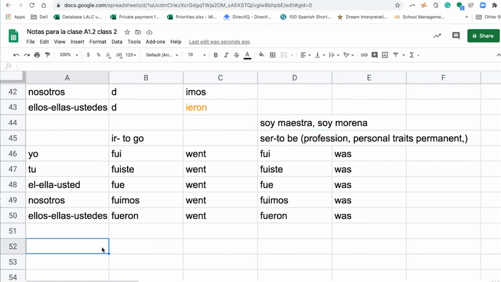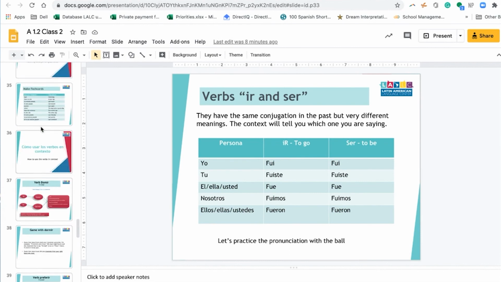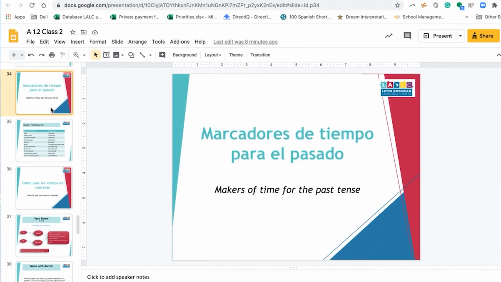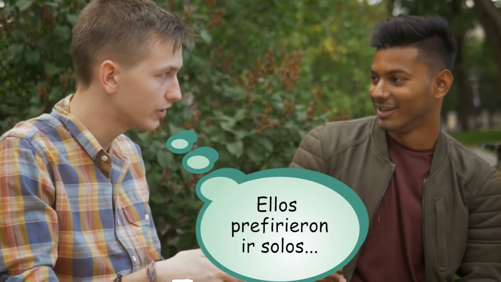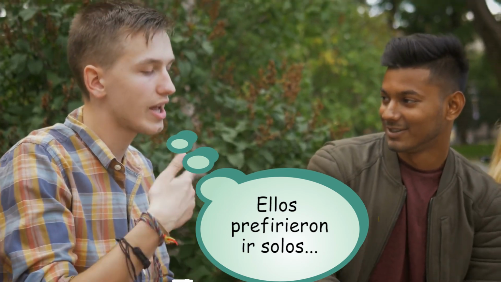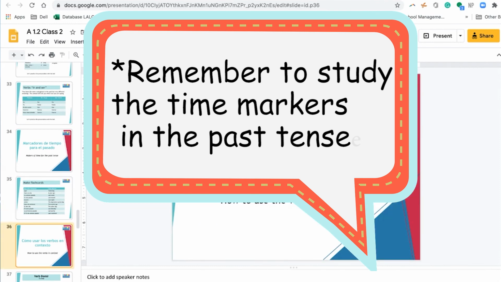Okay, that's it for now for the irregulars. Then for the next class or next video, we're going to see how to apply this in a conversation. Remember, the markers of time are very important for that, and also the context in which you use it, the nouns.